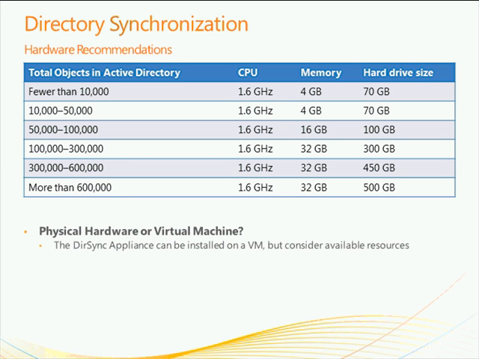When sizing a server for a DirSync server, here's some general recommendations. I'd like to note if you have a very large school with lots of Active Directory objects, the resources required could be fairly substantial. So if you're looking at the 50 to 100,000 range, you might be looking at sizing a server with 16 gigabytes of RAM available to it. It can be a virtual machine as well. However, keep these resource planning considerations in mind.